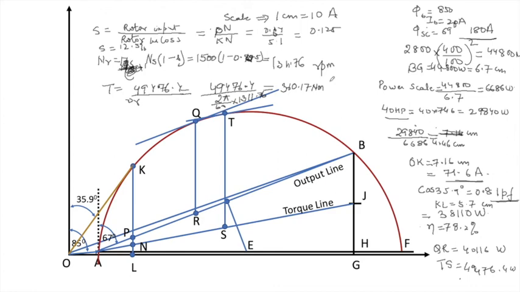We have found the input current, the maximum torque output, and the maximum power output, and we have drawn the torque line and the output line. So there are many things which were calculated with the help of the circle diagram to find out the performance of a given induction motor. So this is all about the circle diagram.